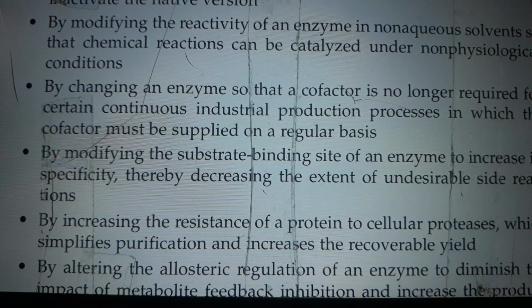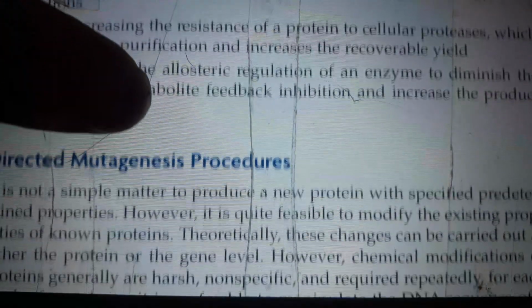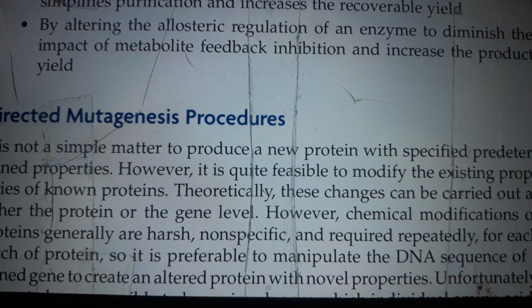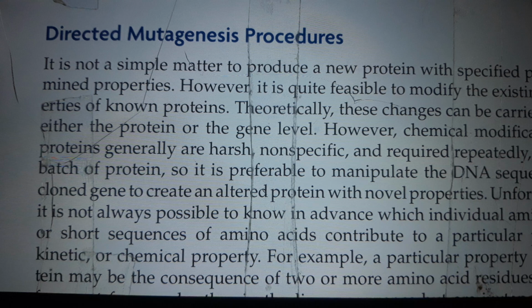by changing an enzyme so that a cofactor is no longer required for certain continuous industrial production processes in which the cofactor must be applied on a regular basis, by modifying the substrate binding site of an enzyme to increase its specificity, thereby decreasing the extent of undesirable side reactions, by increasing the resistance of a protein to cellular proteases, which simplifies purification and increases the recoverable yield, by altering the allosteric regulation of an enzyme to diminish the impact of metabolic feedback inhibition and increase the product yield, and so on, through directed mutagenesis procedures.